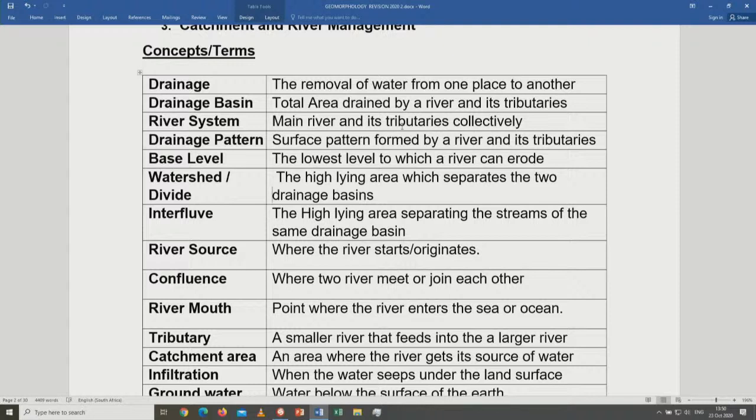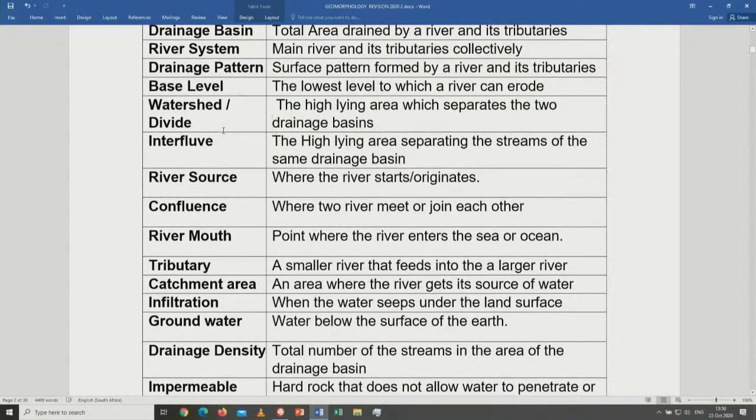Base level, the lowest level to which a river can erode. Watershed, the high-lying area that separates two drainage basins. And interfluve, the high-lying area separating the streams of the same drainage basin. Another one is a river source, where a river starts. Confluence, where two rivers meet or join each other. The other concept is the river mouth, a point where the river enters the sea or the ocean.